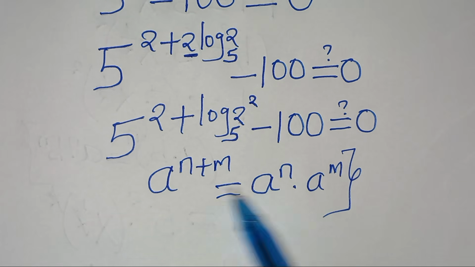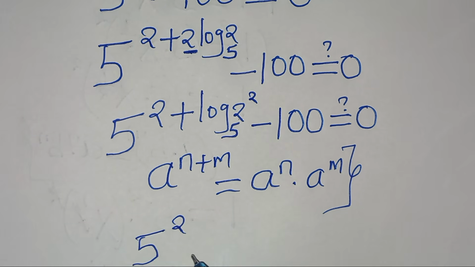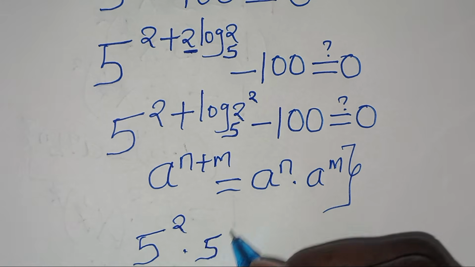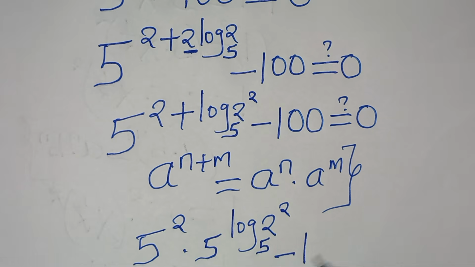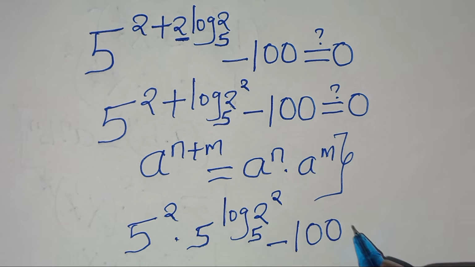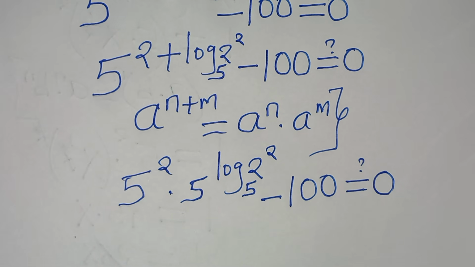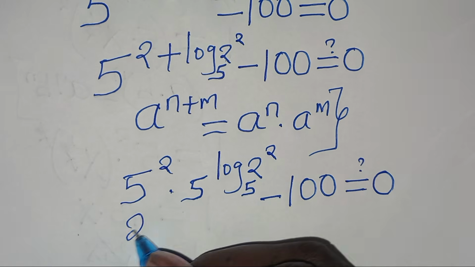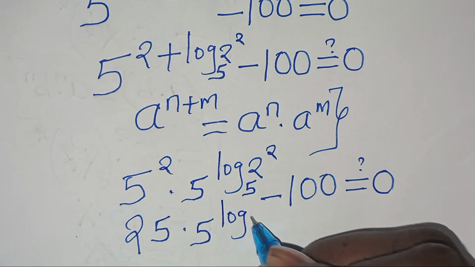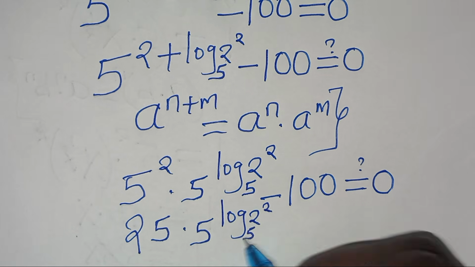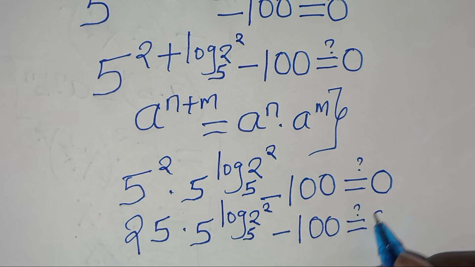Now, applying this exponent property, this means we have 5 raised to the power of 2 multiplied by 5 raised to the power of log 2 to the power of 2 to base 5, minus 100. This should give us a value of 0. Now the next step is that 5 to the power of 2 is equal to 25, multiplied by 5 to the power of log 2 to the power of 2 to base 5, subtract 100.